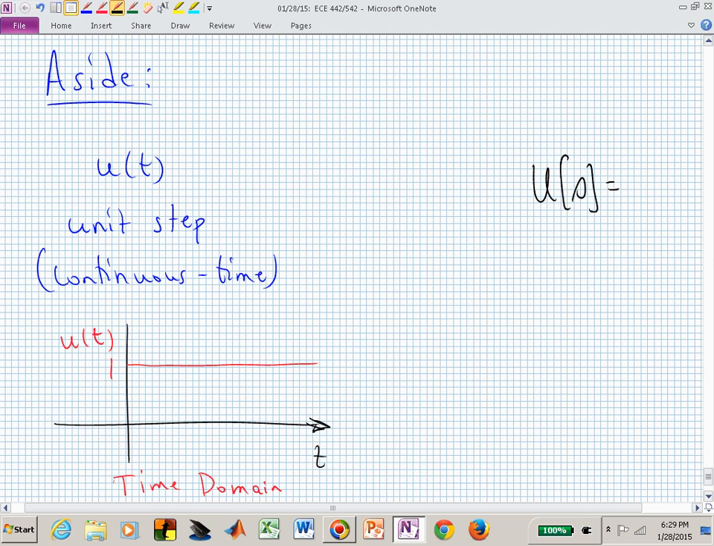What's u of s? What's the Laplace transform of a unit step? Do we remember? If I said, here's an input voltage and it's the unit step, take this into the s domain and give me the s domain circuit, what would you replace that voltage with?